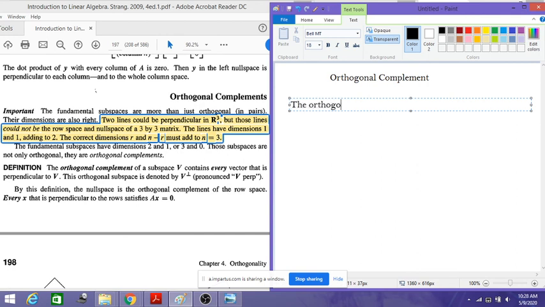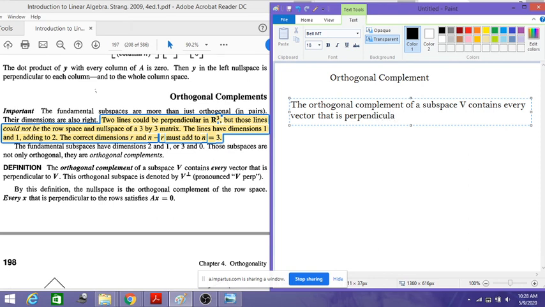The orthogonal complement of a subspace V contains every vector that is perpendicular to V.